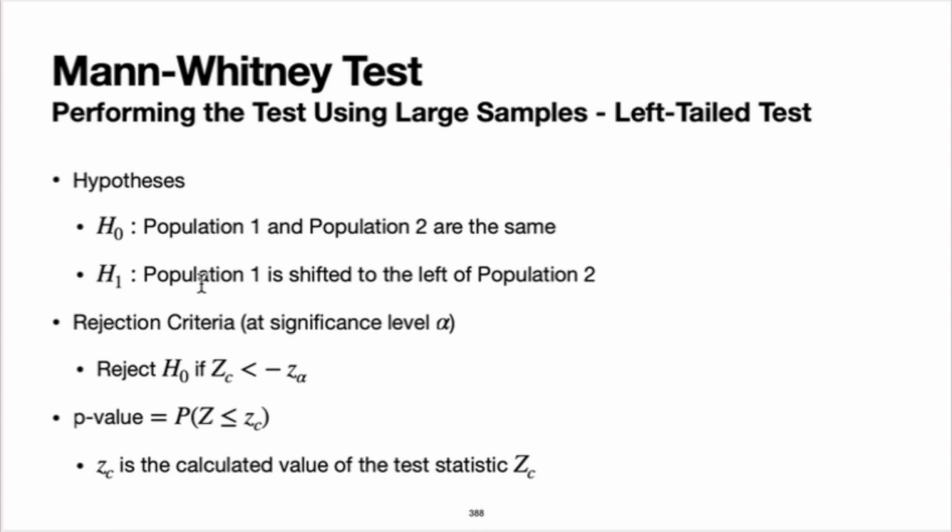And then finally, for the left-tailed test, in this case the alternative says that population 1 is shifted to the left of population 2. So again, it's this very specific direction that we're thinking about here, in this case shifting to the left of population 2. This is a left-tailed test, and so we're going to reject the null hypothesis if our test statistic is small. In other words, if it's less than negative z sub alpha. The p-value is equal to the probability that the standard normal random variable z is less than or equal to z-calc. So that is the procedure.